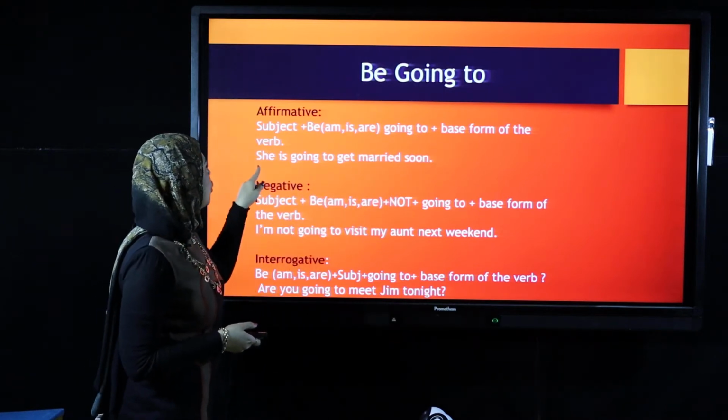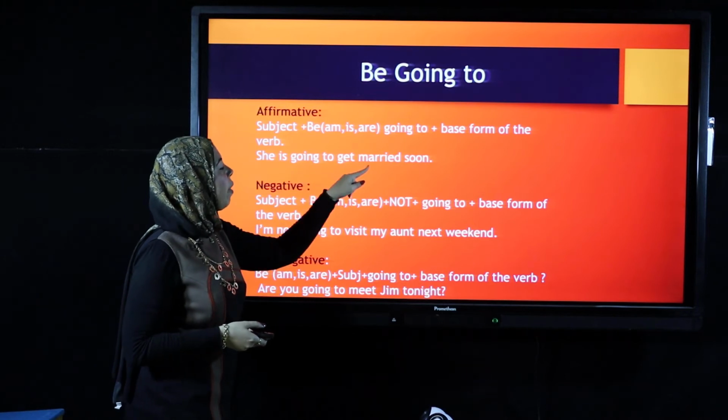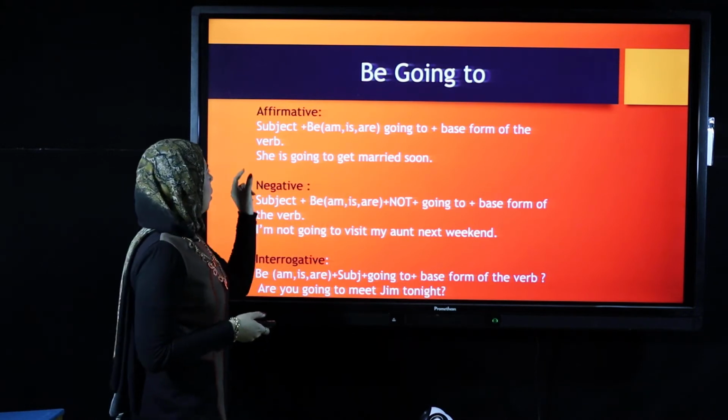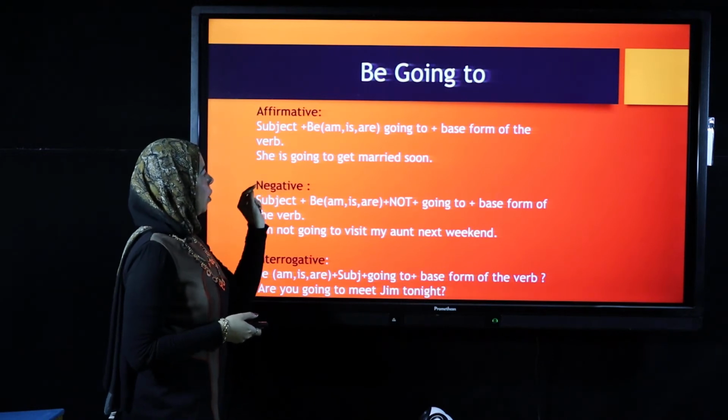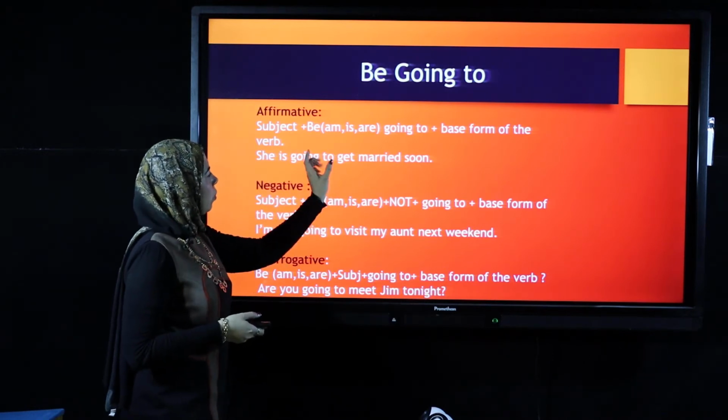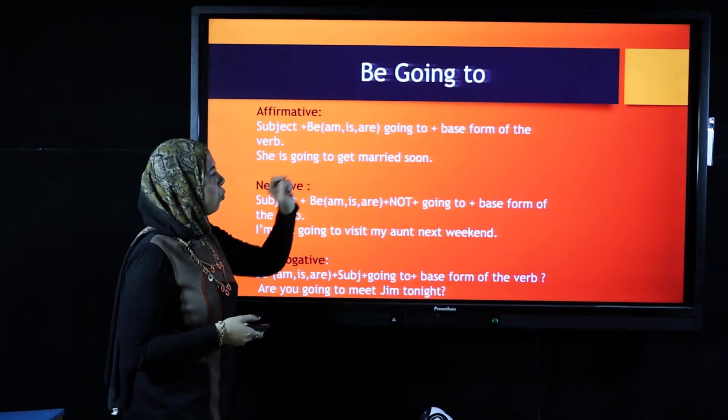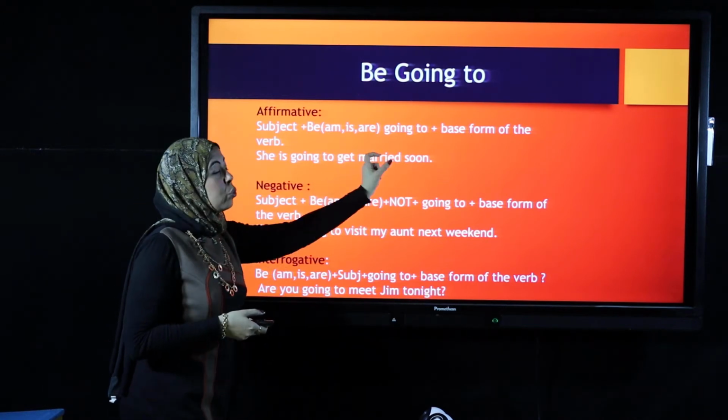Like when we say, she is going to get married soon. She is the subject, is is the verb to be, going to, then get is the base form of the verb, married soon.